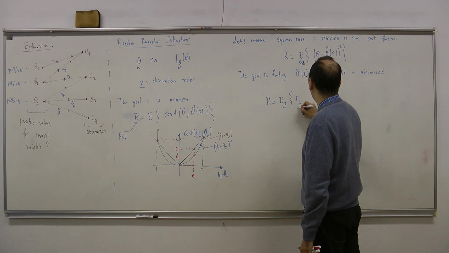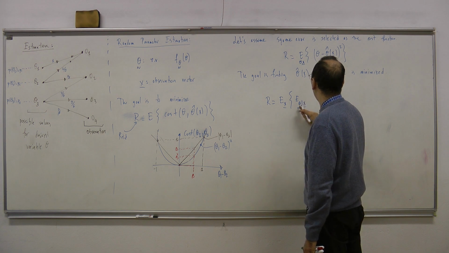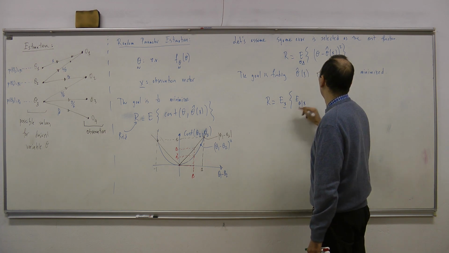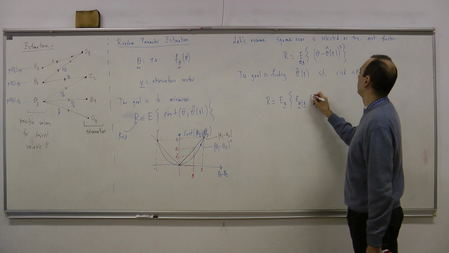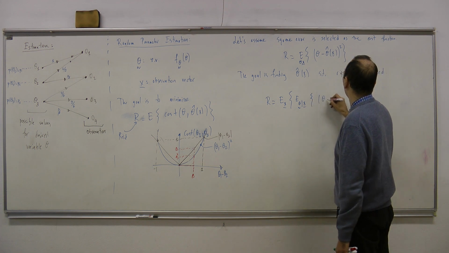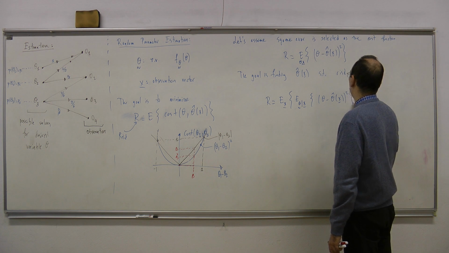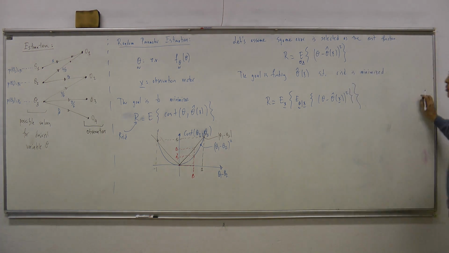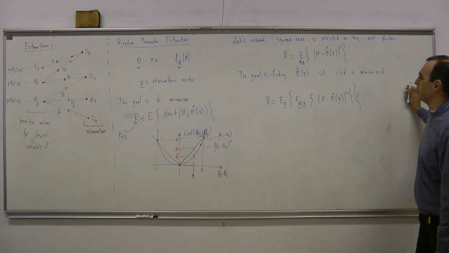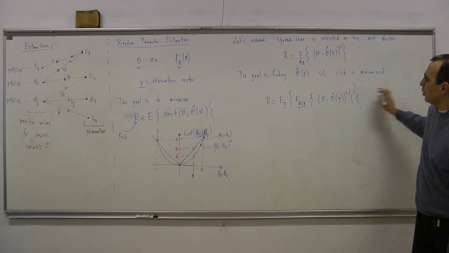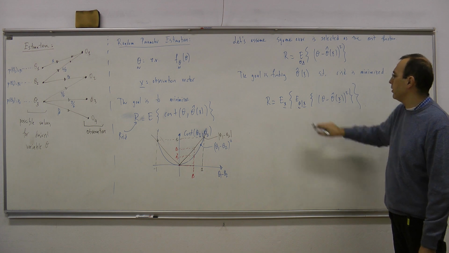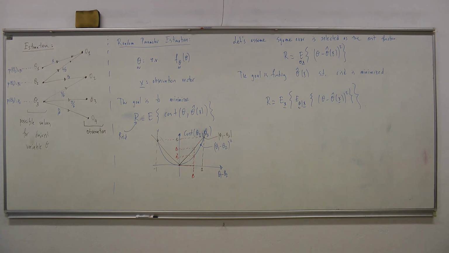Expected value of theta given x. Theta is a random quantity given x: theta minus theta hat of x, squared. Can I do this? Of course, this is the definition of conditional expectation, isn't it? So I'm fixing this x value, and I'm writing this conditional expectation, and so on.